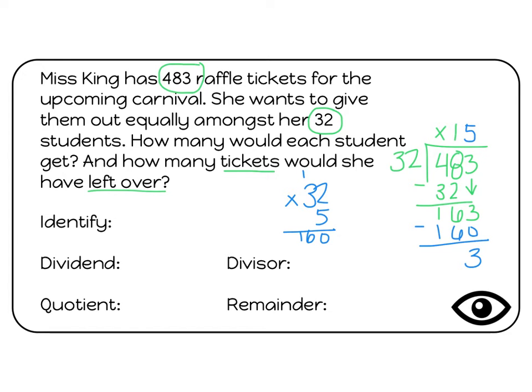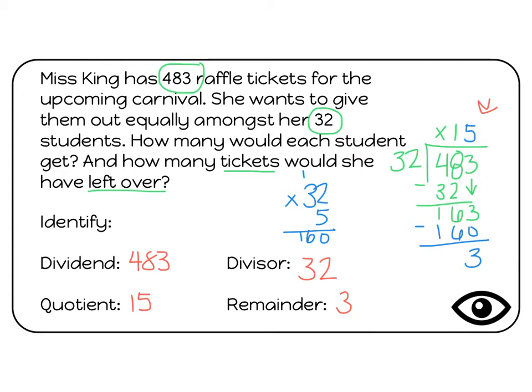Now, before we move on, we want to be able to identify our parts in this problem. So remember, the dividend is the big number we're going to divide. In this case, the dividend was 483. The divisor is how many groups I'm splitting it up into. That is 32. The quotient is our answer. That's on top. That is 15. And the remainder, the leftover part, is 3.